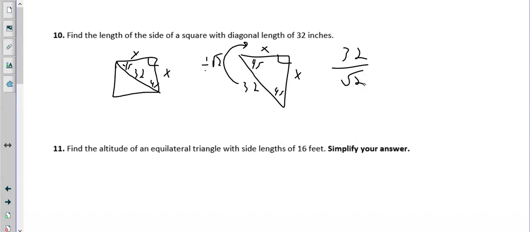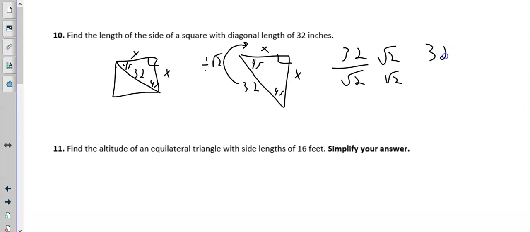It's that simple, but we have to rationalize. Now remember, we cannot divide the radical 2 into 32 because they're not both radicals. One's an outside number, one's an inside number. So I need to rationalize. Multiply by radical 2 over radical 2.